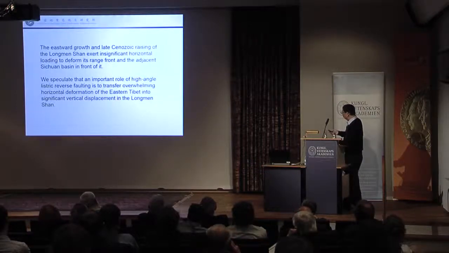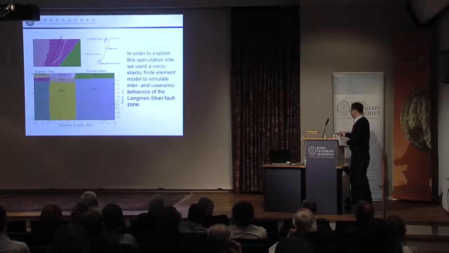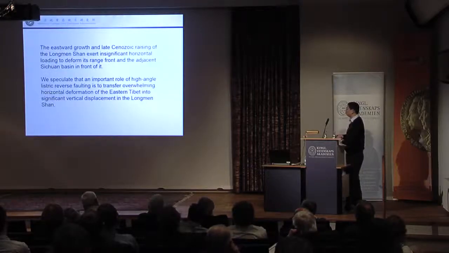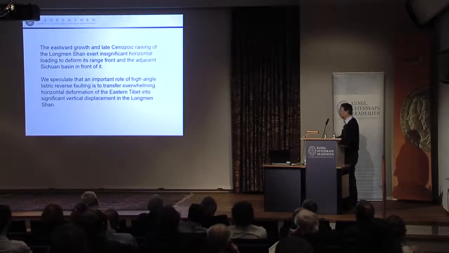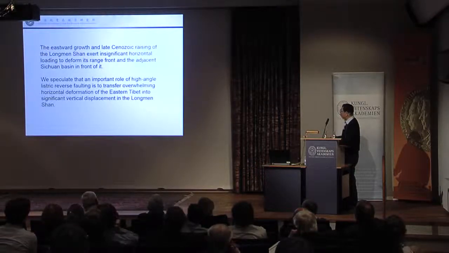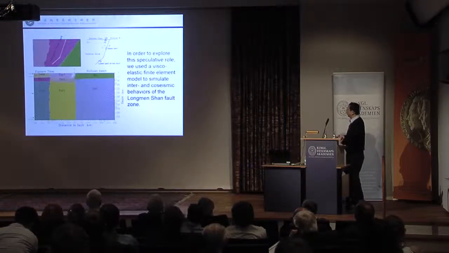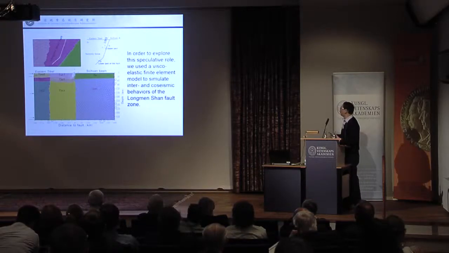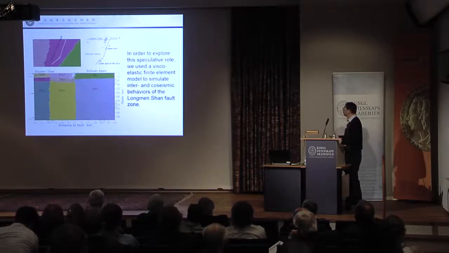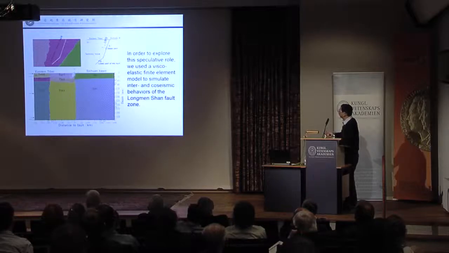So we speculate the role of the high-angle listric reverse faulting is to transfer the overwhelming horizontal deformation of eastern Tibet into significant vertical displacement in Longmen Shan. In order to explore our speculation, we use a viscoelastic finite element model to simulate the inter- and co-seismic deformation of the Longmen Shan fault zone.